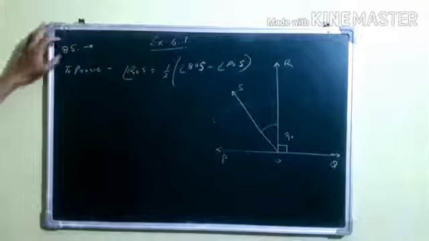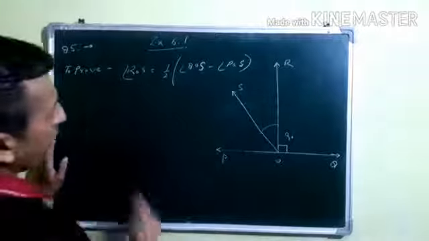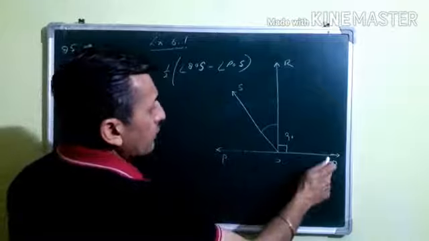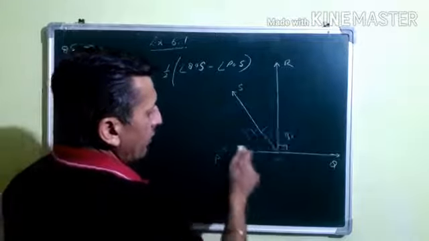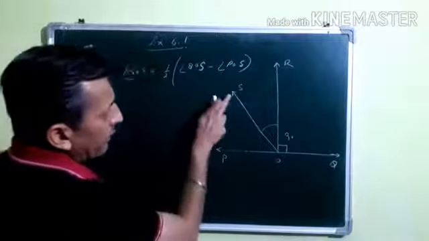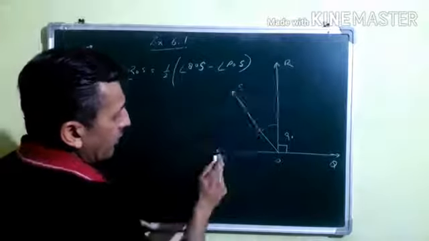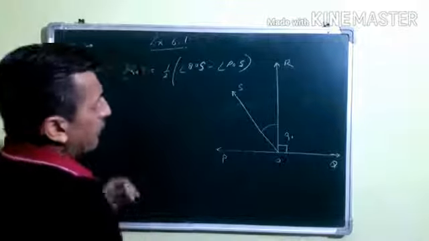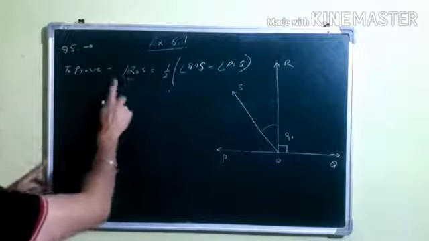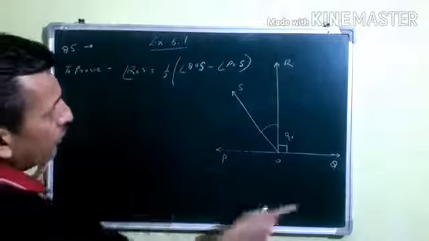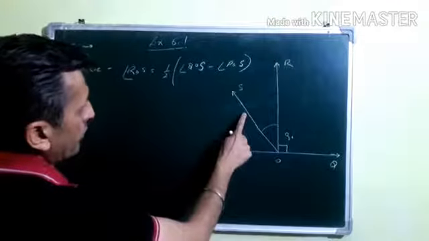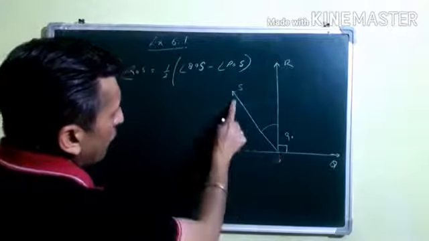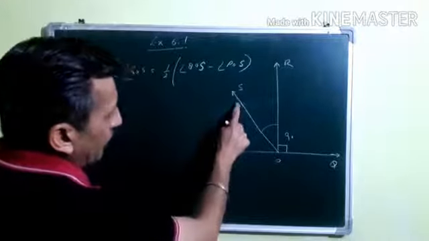Dear students, now this is question number 5 from the same exercise. In this case, POQ is a line and RO is perpendicular to this line, and there is another ray OS between POR. It is given that this is 90 degrees. You have to show that angle ROS is equal to half of QOS minus POS.